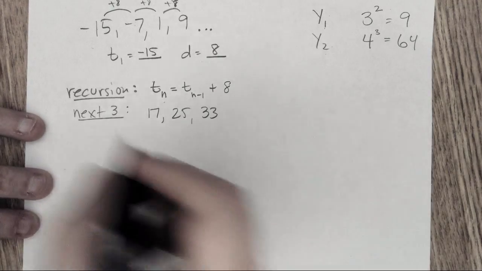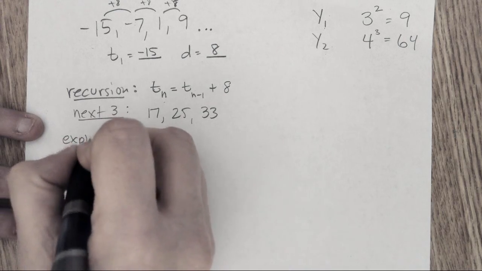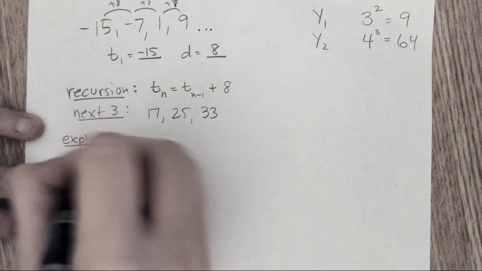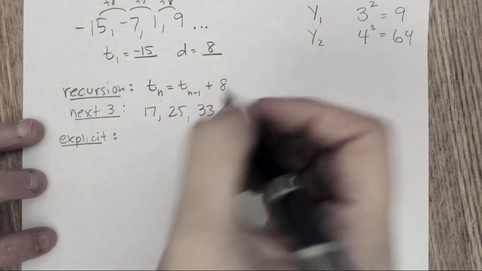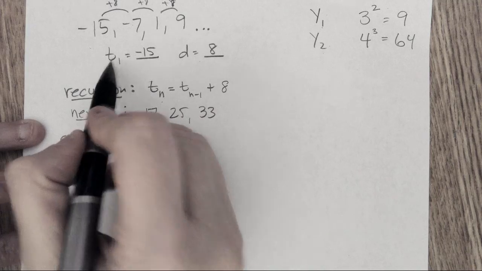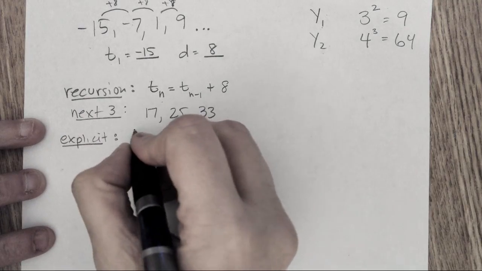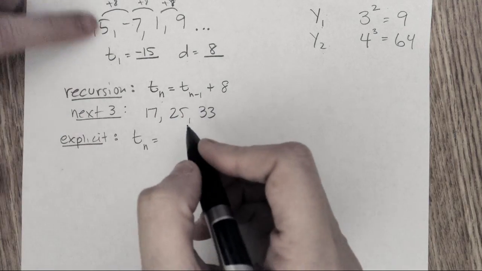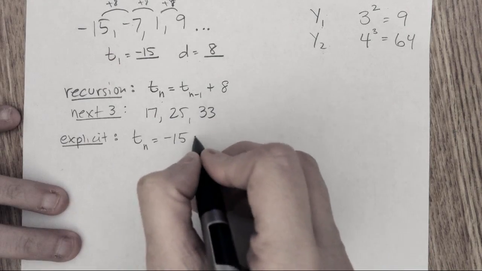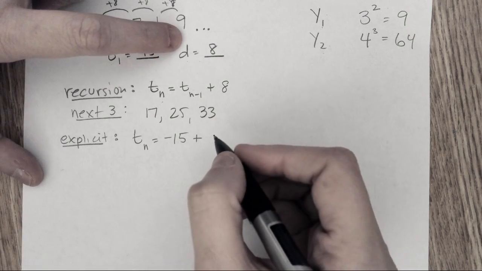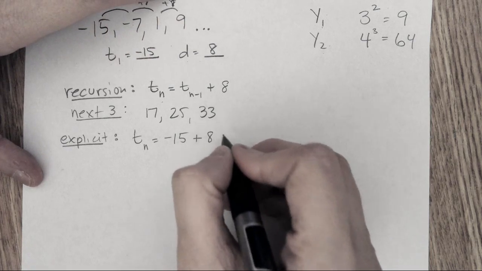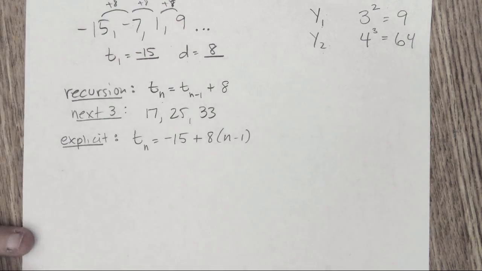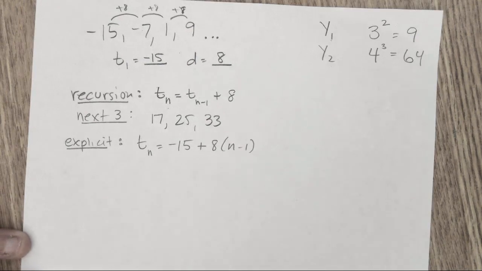Okay, the next one, let's talk about the explicit formula. Okay, and this does not mean like parental advisory explicit lyrics. It means a very detailed, specific formula. Okay, so my explicit formula uses T1 and D. So it's T sub n equals term 1, which is negative 15, plus my common difference, which is 8, times n minus 1.